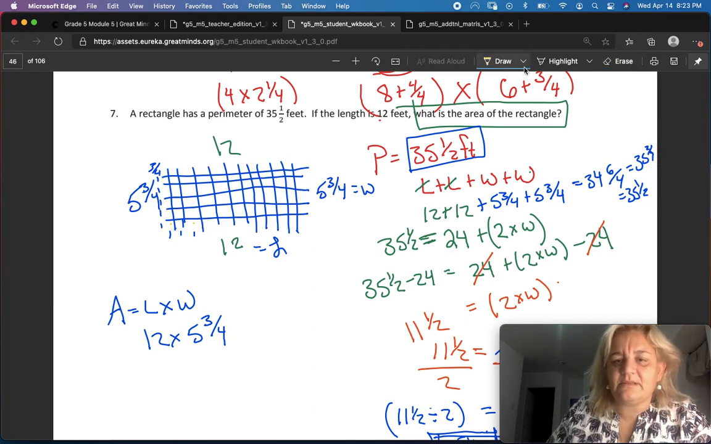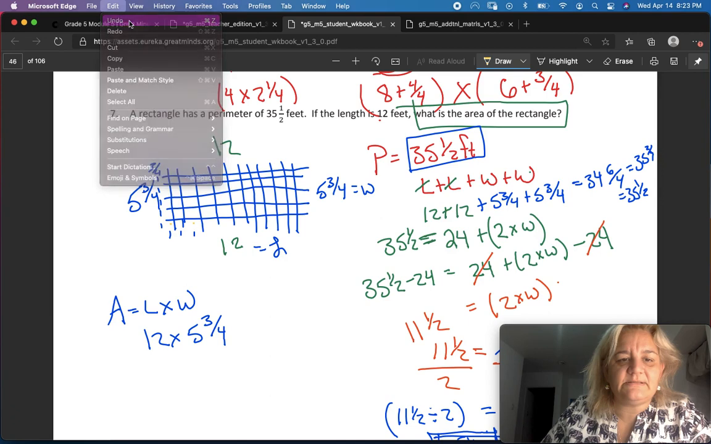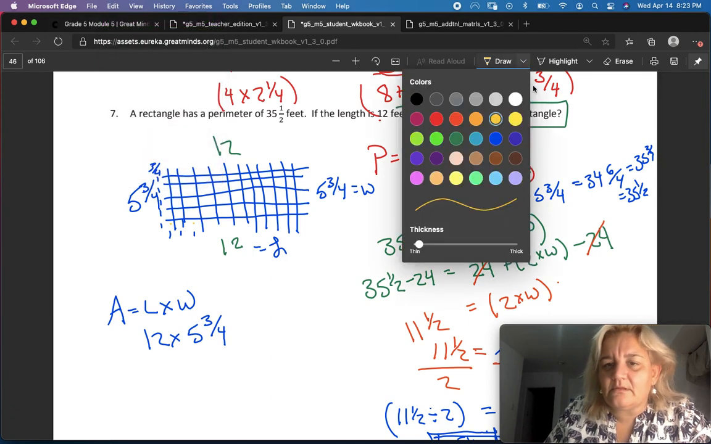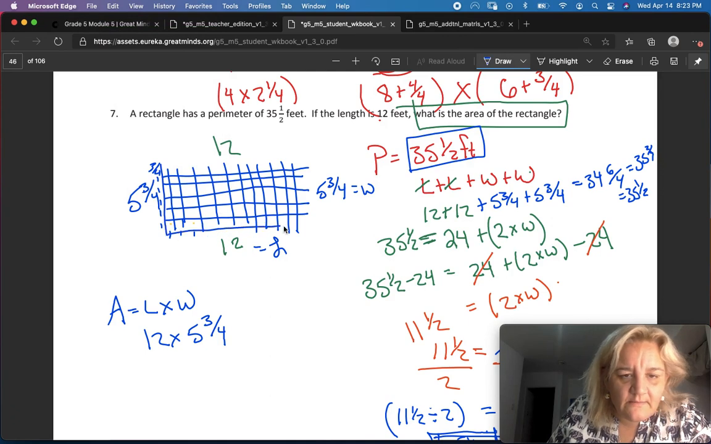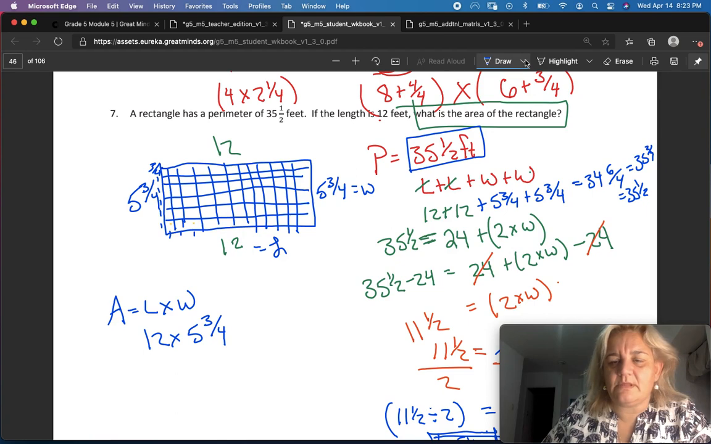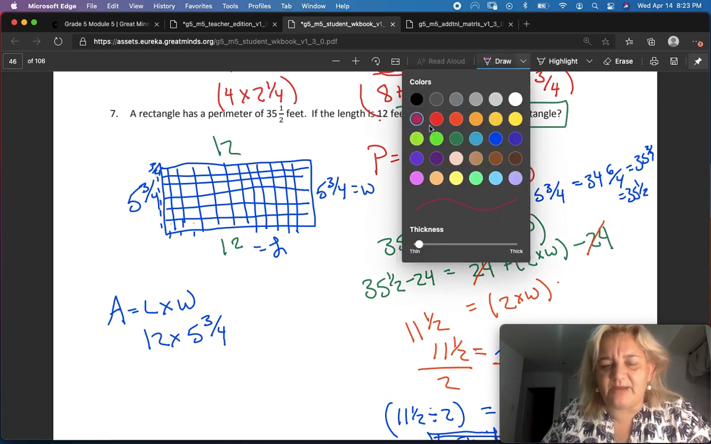Is there an undo button? Will it give it back to us? Nope. Okay, I'll just draw it again. Okay, let's see. Let's try to use a bright pink here.